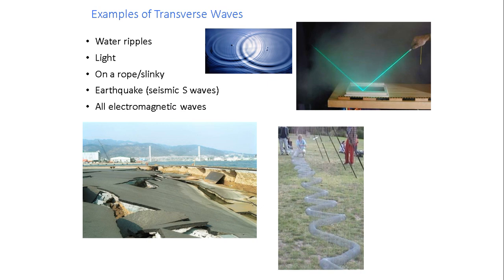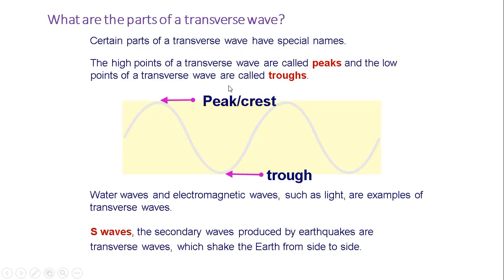Here you're moving it this way, like you're moving it front, back, or right and left, right and left. You're creating the wave. Now, what are the parts of a transverse wave? The parts of the transverse wave are also the parts of a general, normal wave that you know.